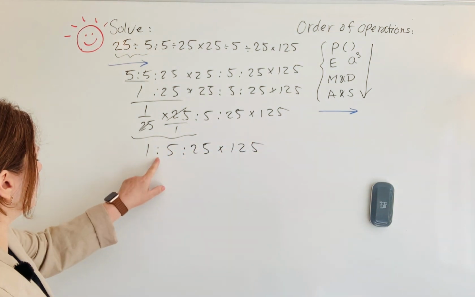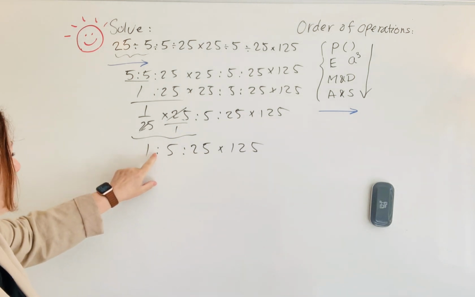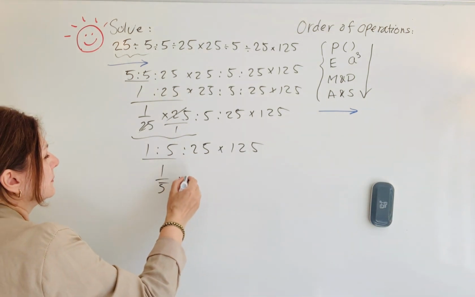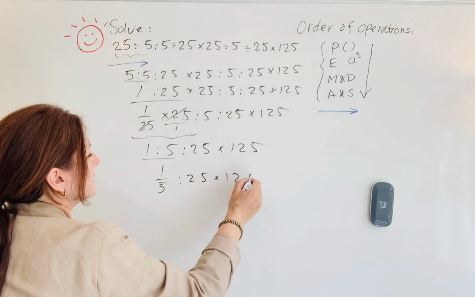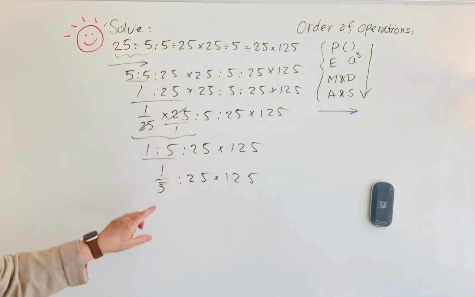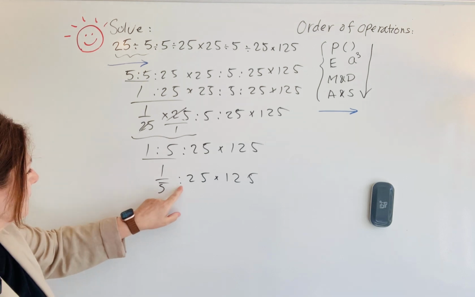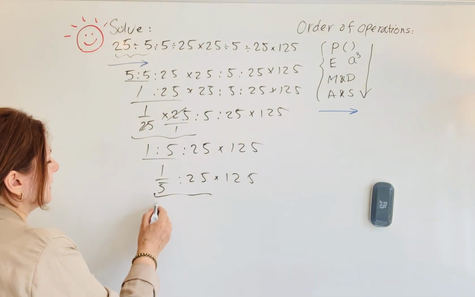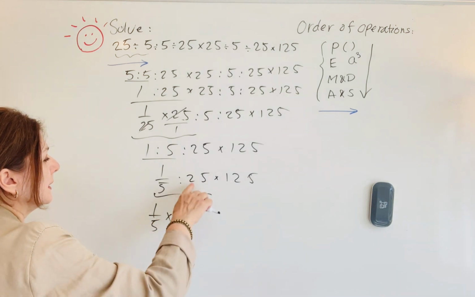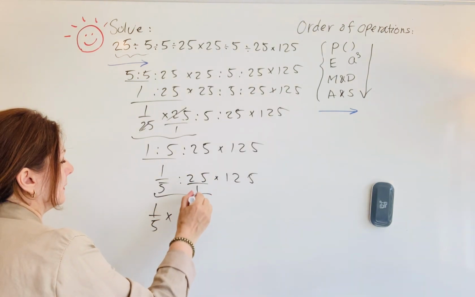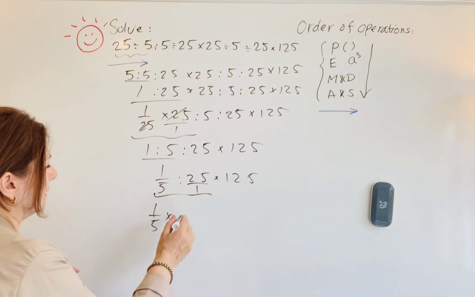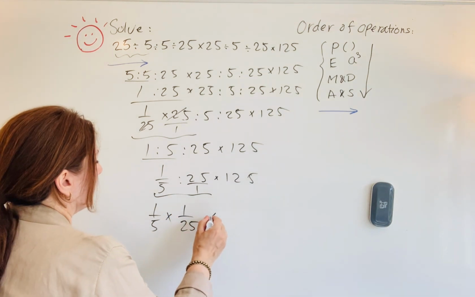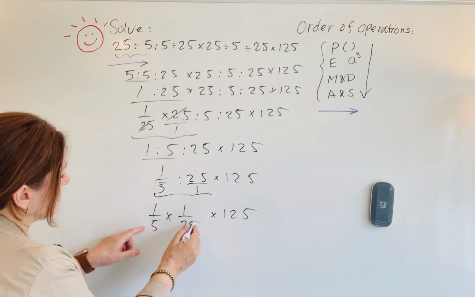Now, division, multiplication. Which one first? This. 1 divided by 5. Rewrite the rest. Okay. 1 over 5 divided by this one. Division means that you multiply by the reciprocal of this one. Right? Okay. Times this. How much is going to be?